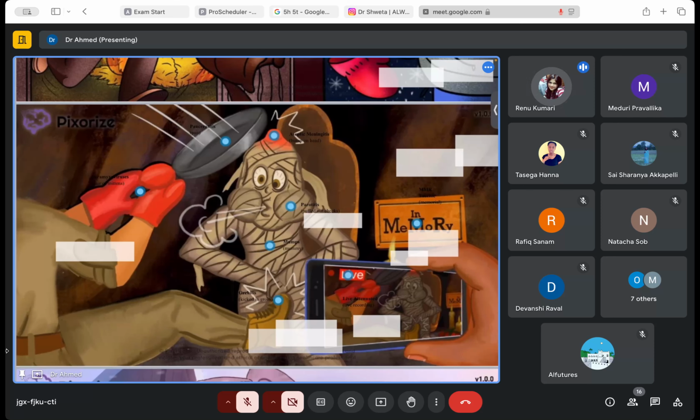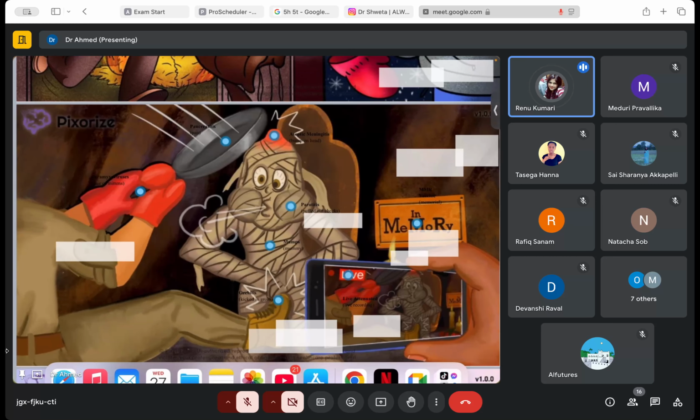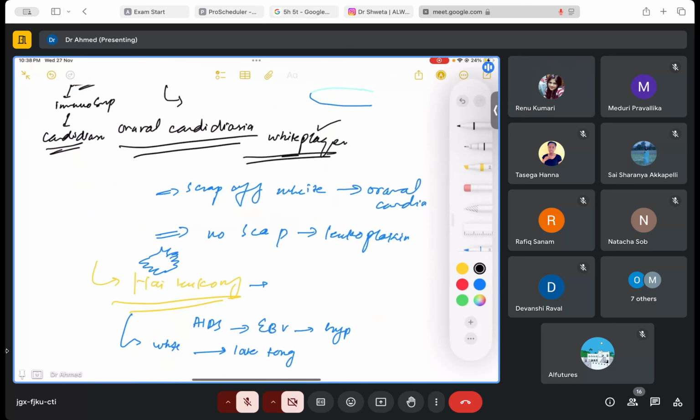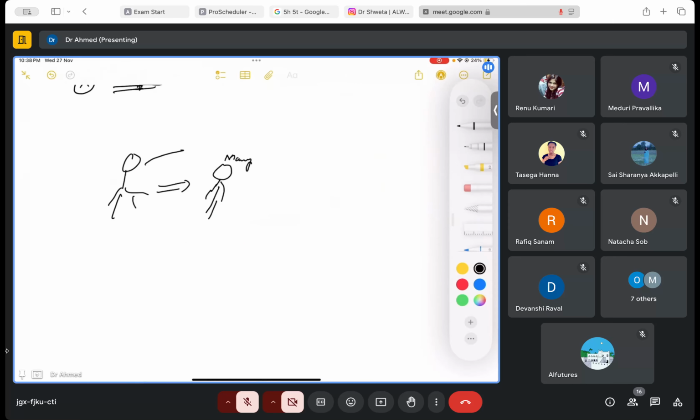Okay, so the mummy is the mumps virus. Hitting with the pan is pancreatitis. The bump on the head means aseptic meningitis. And the guy kicking in between the legs means orchitis, inflammation of the testicles, which can further lead to infertility. Then the swollen cheeks tell us that it's parotitis. So basically the mumps virus. Okay, we are done with the mumps.